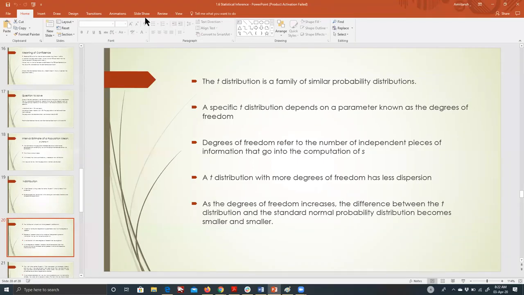Now remember, the t distribution is a family of similar probability distributions. A specific t distribution depends on a parameter known as the degree of freedom, and basically it refers to the number of independent pieces of information that go into the computation of s. A t distribution with more degrees of freedom has less dispersion. Now you might be thinking, what does dispersion mean? Let me show you with a figure.